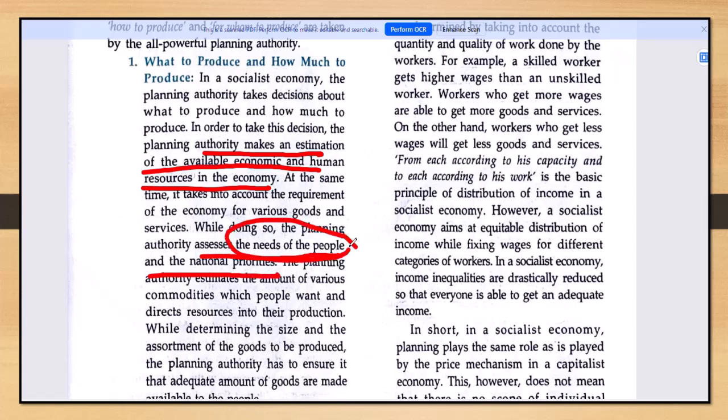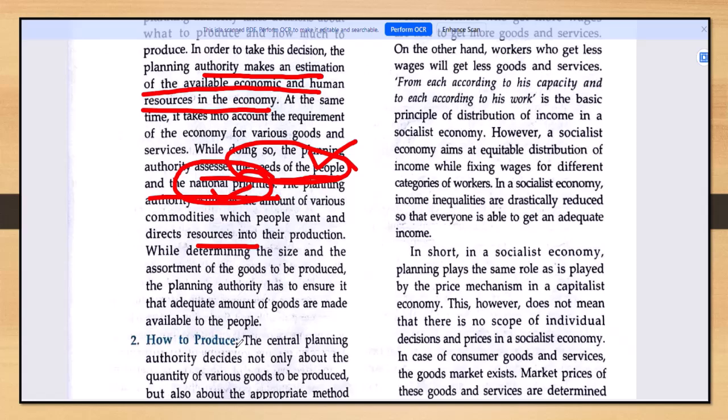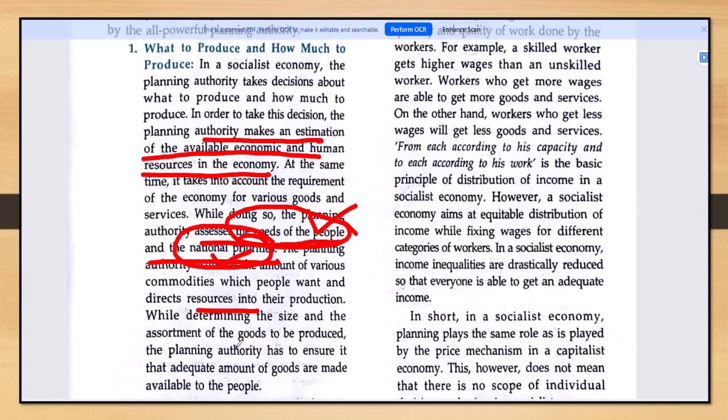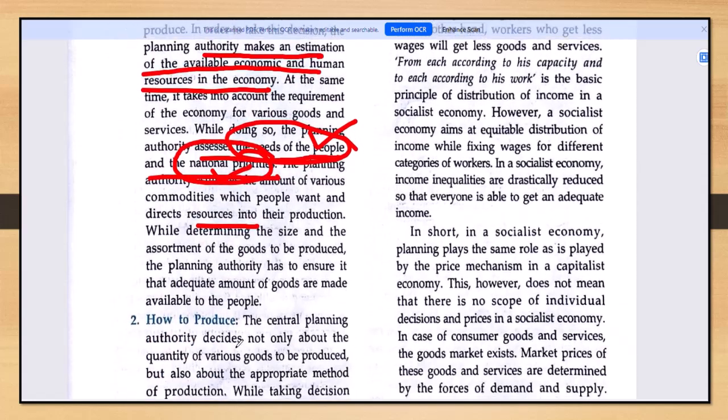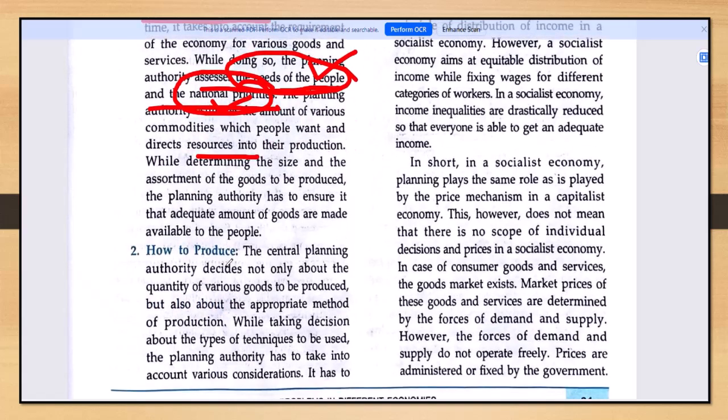It will assess the needs of the people as well as the national priority. After that, it will determine the resources available for fulfilling the various needs according to the national priority. Then it will decide which particular good or service is to be produced, and how much is to be produced. That is, it will determine the product and then the size and quantity of the product.